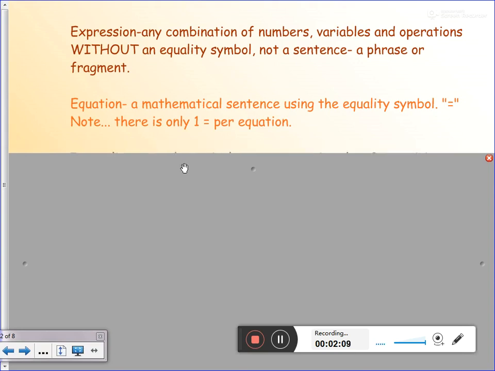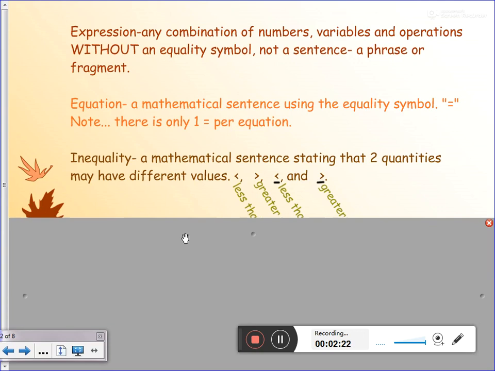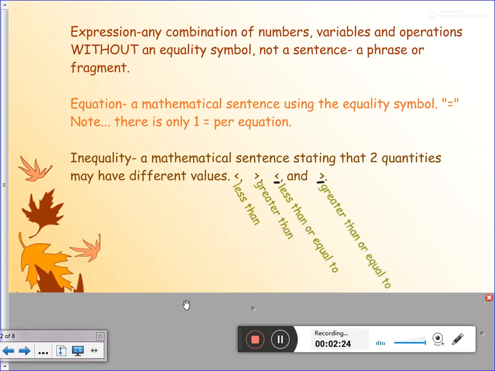And then we have one more, and that's an inequality. Now, an inequality, again, is like a sentence, but this time we're saying that two quantities have different values. So that's when we use the less than, the greater than, the less than or equal to, and the greater than or equal to symbols. And if you don't know which is which, please write these down as well. So again, an expression, an equation, an inequality. We have to figure out which one is which so that we know what we're doing.